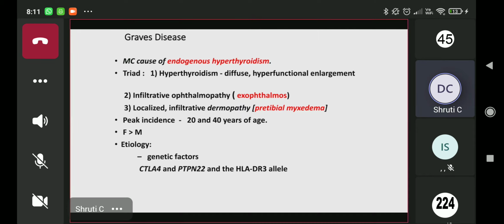Okay, so first of all, we'll come to Graves' disease. It is the most common cause of endogenous hyperthyroidism. It has a triad. The triad comprises hyperthyroidism, of course, that will be there. Second is infiltrative ophthalmopathy leading to exophthalmos. And third is infiltrative dermopathy, that is pretibial myxedema. Peak incidence is 20 to 40 years of age, more in females. Genetic factors, I'll tell you this later on. You should remember these genes: CTLA4 and PTPN22 and the HLA-DR3 allele.